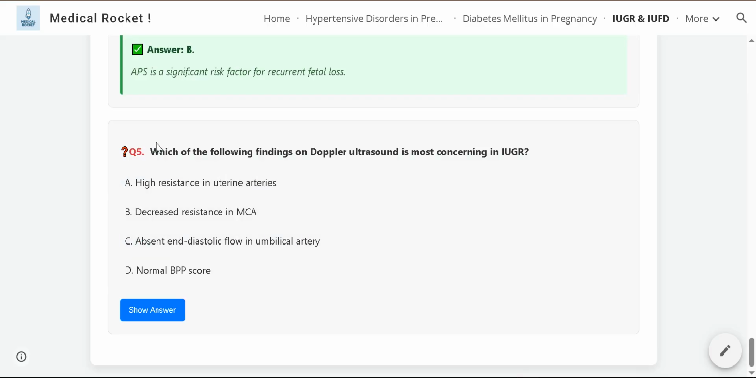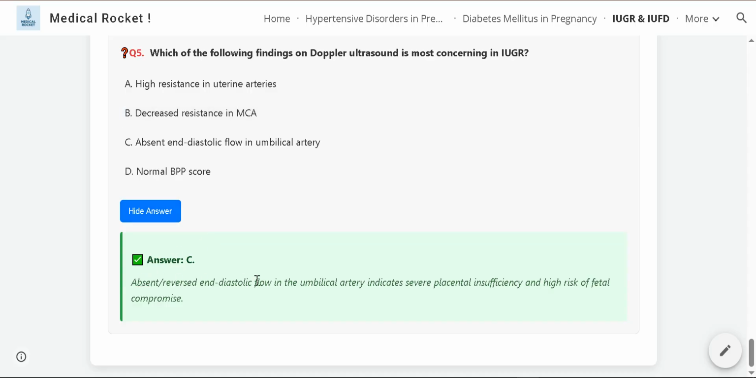Q5. Which of the following Doppler findings is most concerning in IUGR? A. High resistance in uterine arteries. B. Decreased resistance in MCA. C. Absent end diastolic flow in umbilical artery. D. Normal BPP score. Answer. C. This is the most dangerous finding. Signals severe placental insufficiency and imminent fetal compromise.